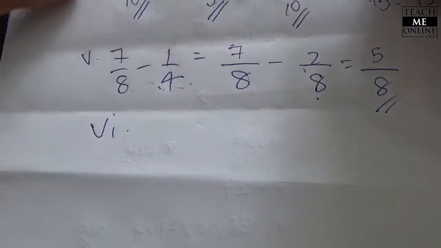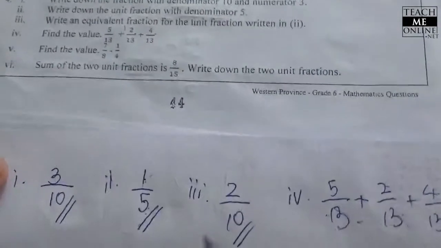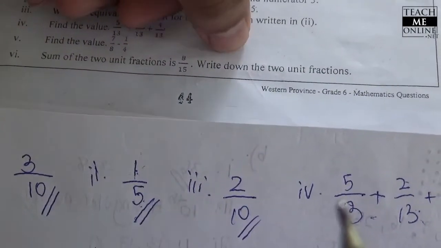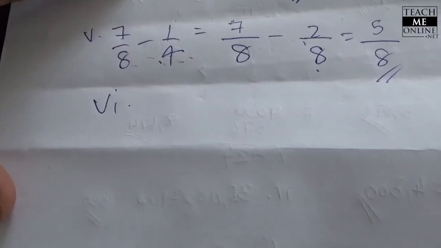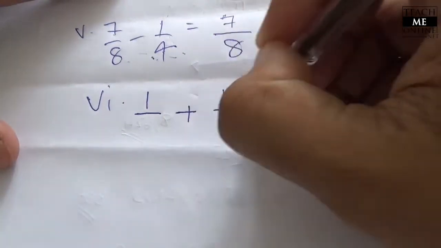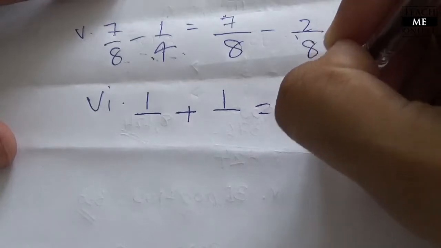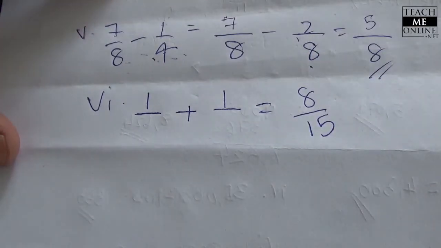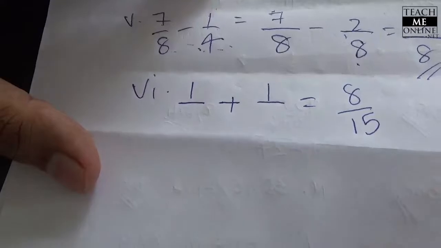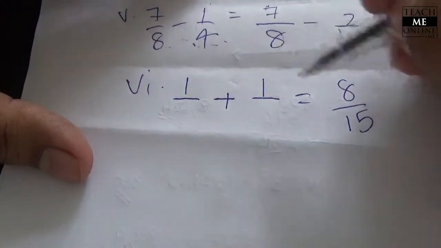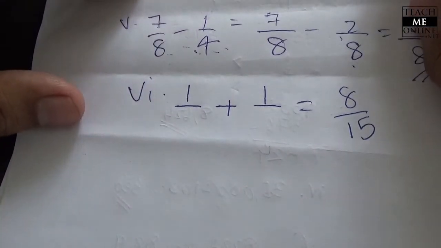Part 6. Sum of two unit fractions is 8 upon 15. Write down the two unit fractions. So unit fractions are 1 upon something plus another 1 upon something is 8 upon 15. Unit fractions, again, like we did earlier, here we did the unit fraction 1 upon 5. So 1 upon something plus 1 upon another something is 8 upon 15. So let's see.